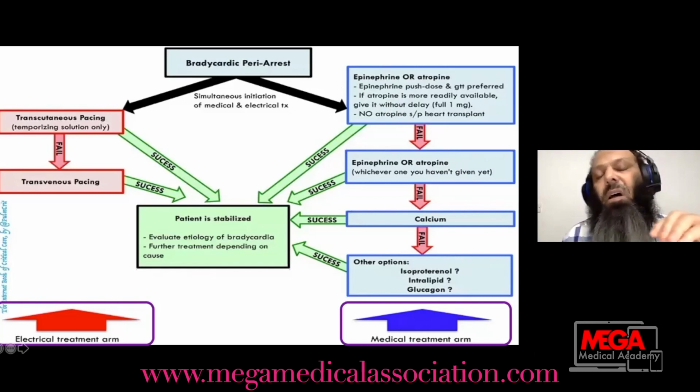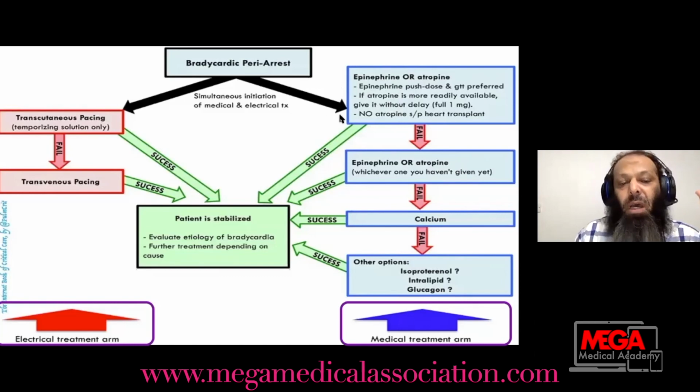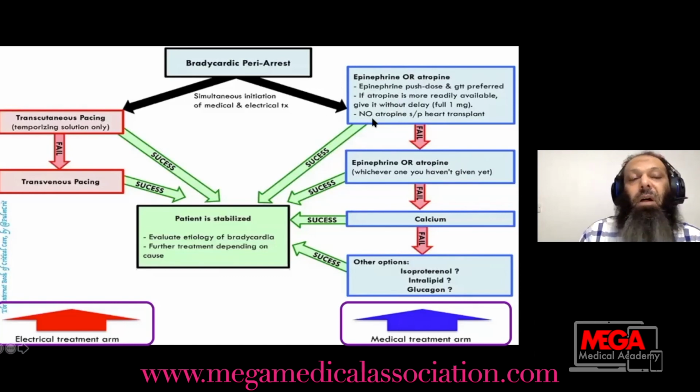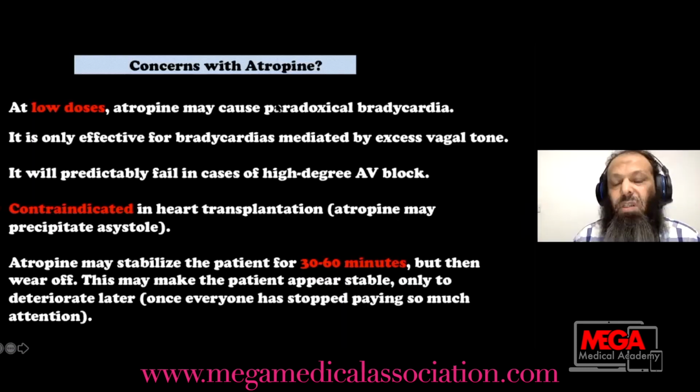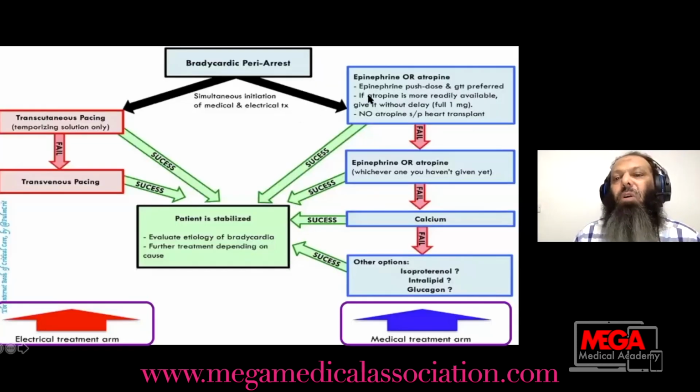Usually start with 1 milligram, the first dose. But remember, you should not give atropine for a cardiac transplant patient, and I will tell you later why. So for a pre-arrest bradycardic patient with imminent arrest, usually we prefer epinephrine. I will tell you why we prefer epinephrine over atropine. If it fails, think about calcium gluconate, and you should think about other options in your bucket. If the calcium and epinephrine or atropine failed or TCP failed, think about drug toxicity.